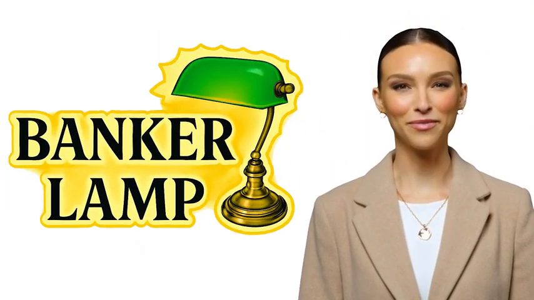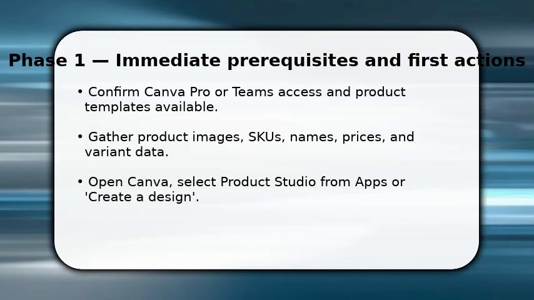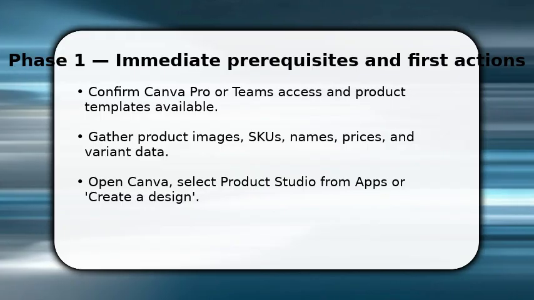Please enjoy the video. You start by verifying access and organizing assets. This saves time. Once you have Canva Pro or a Teams plan, collect product images, SKU, prices, and any variants, so you won't interrupt flow.